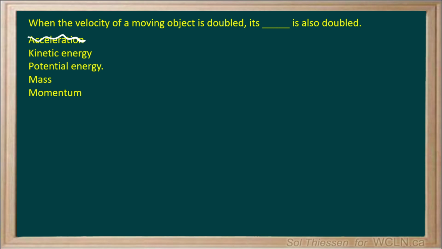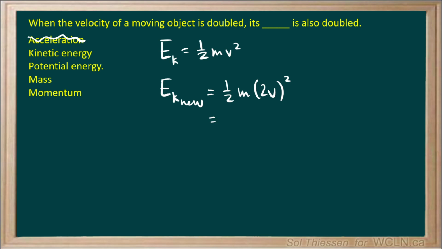Kinetic energy is maybe a tempting answer, but we know that kinetic energy is equal to 1/2 mass times speed squared. And so if we double the velocity, we will also double the speed. However, doubling the speed will result in 4 times the kinetic energy. So the new kinetic energy after doubling the speed will be equal to 4 times the original kinetic energy. So the kinetic energy is not doubled, instead it would be quadrupled. So that is not correct.